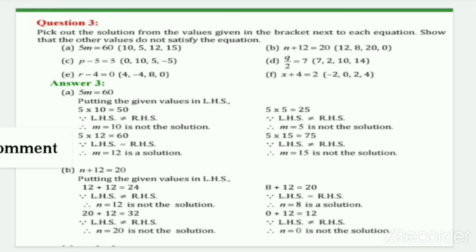Now put q is equal to 2. 2 by 2 is 1. So left hand side and right hand side are not equal. So q is equal to 2 is not the solution. Now taking 14 here, 14 by 2 is 7. So q is equal to 14 is the solution of the equation, right? So in the same way you can put the numbers given in the bracket in the variable place and you can find which is the solution of the given equation.